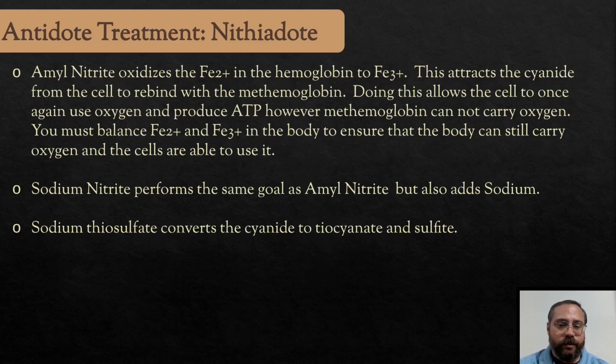So we have to reach a balance in the body. We can't convert all of their hemoglobin into methemoglobin because then they can't carry oxygen. We're going to kill them just as quickly as the cyanide would. We have to find that balance in the body between methemoglobin and hemoglobin, allowing the cells to breathe, to take in oxygen, and produce ATP.